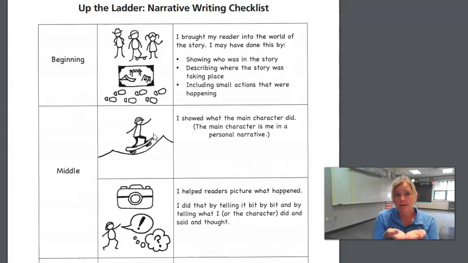And in this story, the main character is yourself, so you should really describe yourself by showing, not just by telling. And I'm going to show you how to do that today. So it says, I showed what the main character did, so all the actions. And then I helped readers picture what happened. I did that by telling it bit by bit, all the little good juicy details, and by telling what I or another character did and said and thought. So it's good to describe all of your characters.